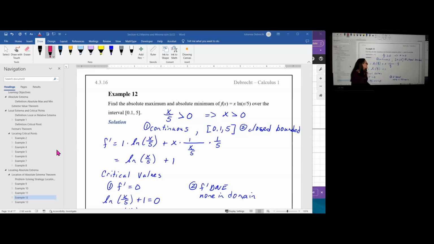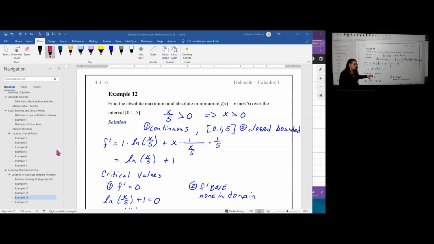Let's compare and see what you got. When I take the derivative, remember that the derivative of the product rule is going to give me 1 times the natural log plus x times the derivative of natural log, 1 over the argument times the derivative of the argument. When I simplify, I get the natural log of x over 5 plus 1.